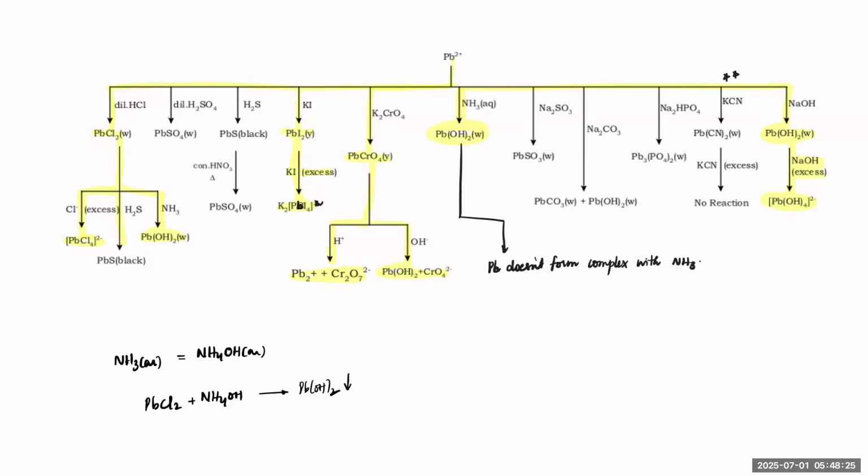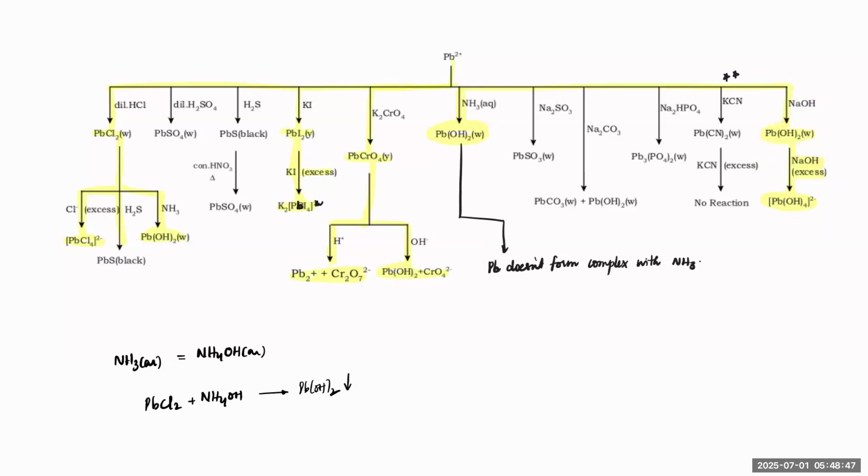With ammonia, it will only become a white PPT. With Na2SO3, it will become a white PPT of PbSO3. Carbonate will give a white PPT of both hydroxide and carbonate. Phosphate will give a white PPT. With KCN, it will become a white PPT, and in excess there is no reaction. With NaOH, it will become a white PPT, and with excess it will become a complex.